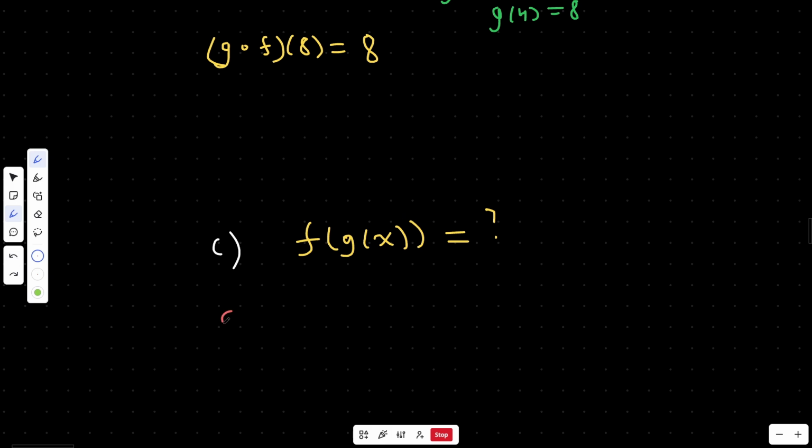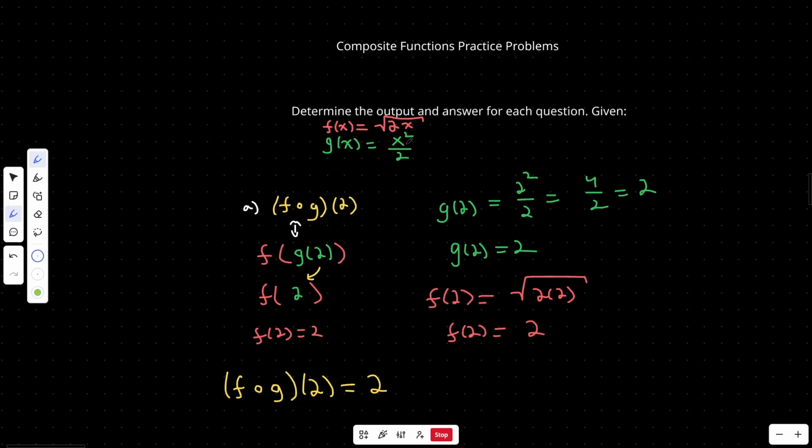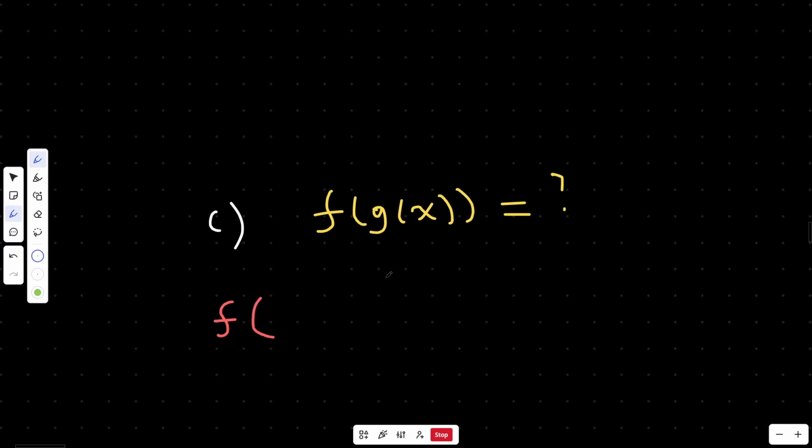So we can say f of, and we're going to smash our entire function g of x in here. What is g of x here? Keep forgetting. x squared over 2. So we can just rewrite this as f of x squared over 2.